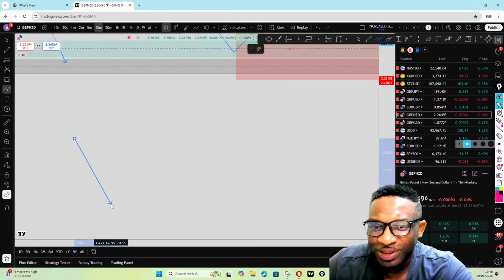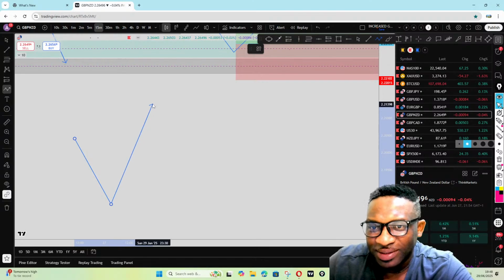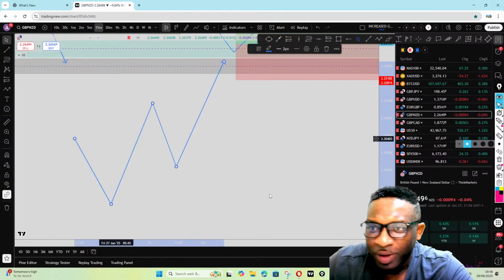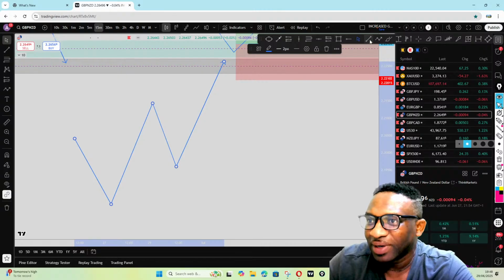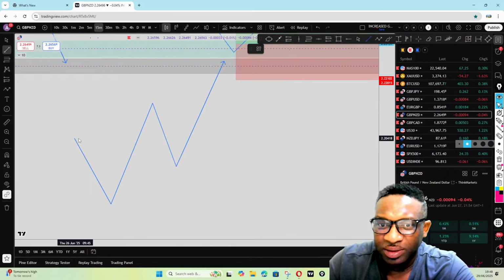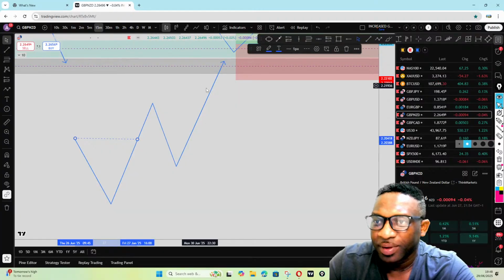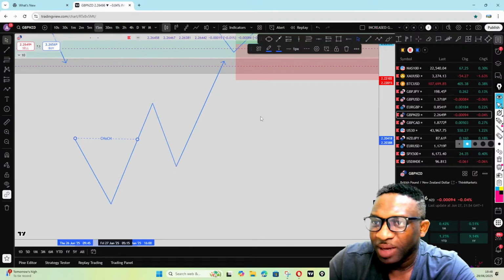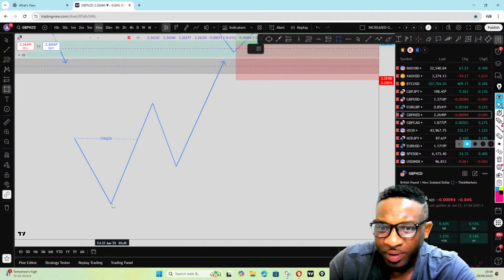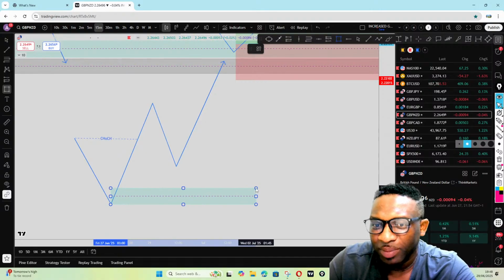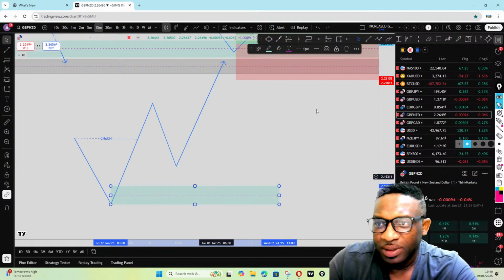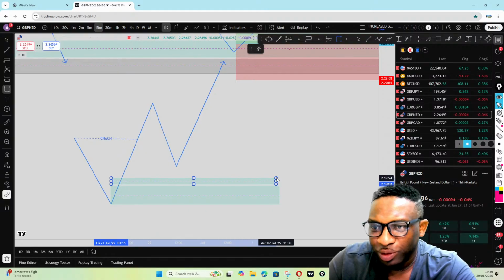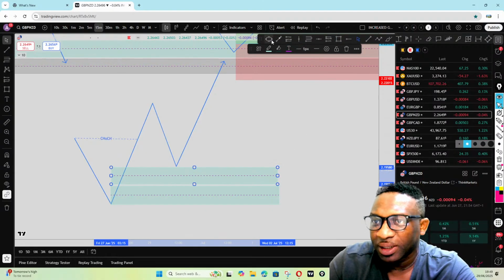So as price pushes down to our area of interest, makes a high, comes back, and then pushes up, once we have a break of structure giving us a change of character here, this now becomes our area of interest on the smaller time frame, on the 15 minute time frame, just to make sure that we are getting into an accurate entry.